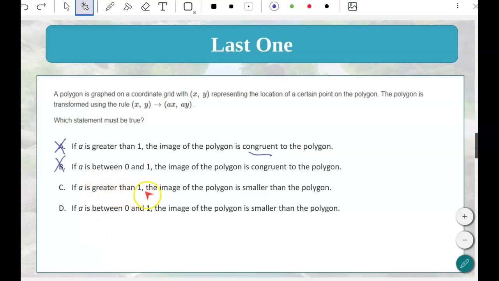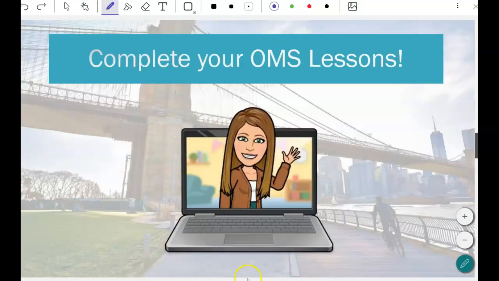If A is greater than 1, the polygon is smaller. Okay, remember if it's greater than 1, it enlarges it so it becomes bigger. So that is incorrect. I hope it's C. It says if A is between 0 and 1, the image of the polygon is smaller. That is correct.